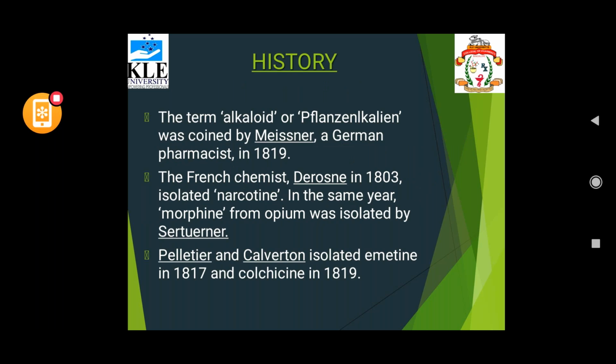Let us study the history of alkaloids. The term alkaloid or Pflanzenbase was coined by Meissner, who is a German scientist, in 1819, followed by Derosne in 1803 who isolated narcotine, and in the same year morphine from opium was isolated by Sertürner, followed by Pelletier and Caventou, who isolated emetine in 1817 and colchicine in 1819.